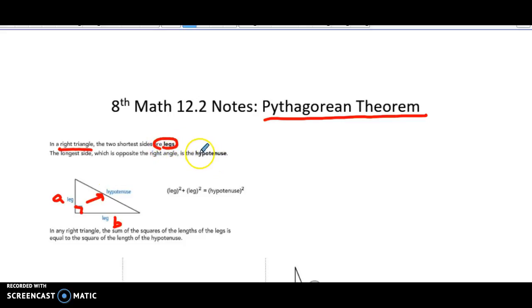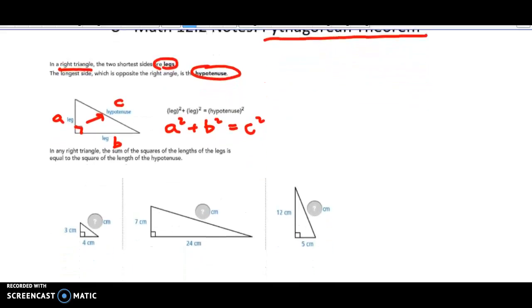So when we talk about the legs and the hypotenuse of a right triangle, we need to know which is which. And we'll always call the hypotenuse C. So our Pythagorean theorem says that A squared, or my shortest leg squared, plus B squared, the longer leg squared, equals C squared, or the hypotenuse squared. So in any right triangle, this is true, that the sum of the squares of the lengths of the legs is equal to the square of the length of the hypotenuse.